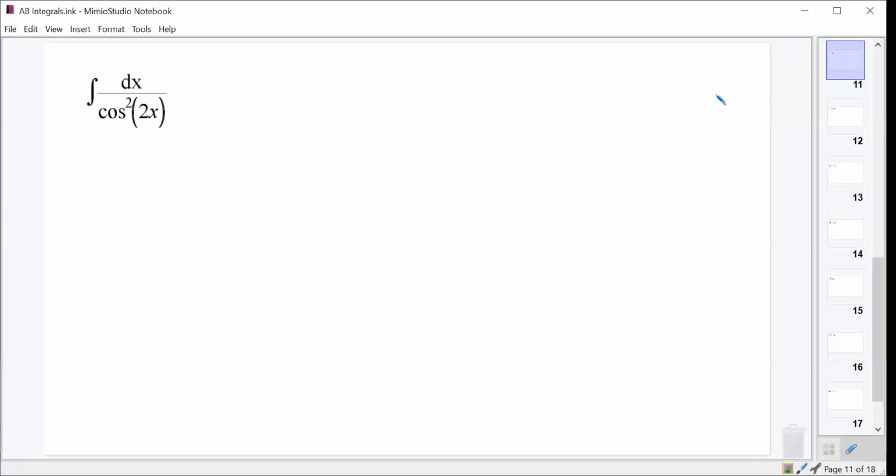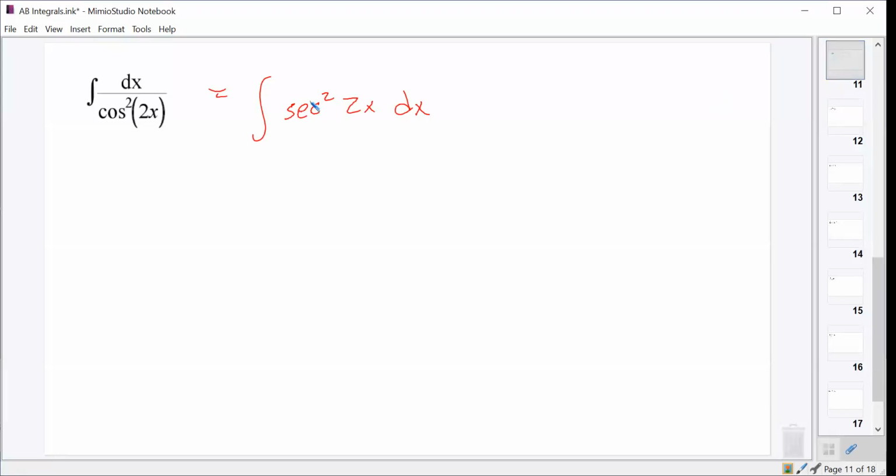So we have the integral of dx over cosine squared 2x. Any thoughts on how we can go about this one? Make it secant squared 2x. All right, that's a good start. So we're going to make this an integral of secant squared 2x dx just by using our trig identity. Whenever cosine is secant, so cosine squared 2x ought to be secant squared 2x.